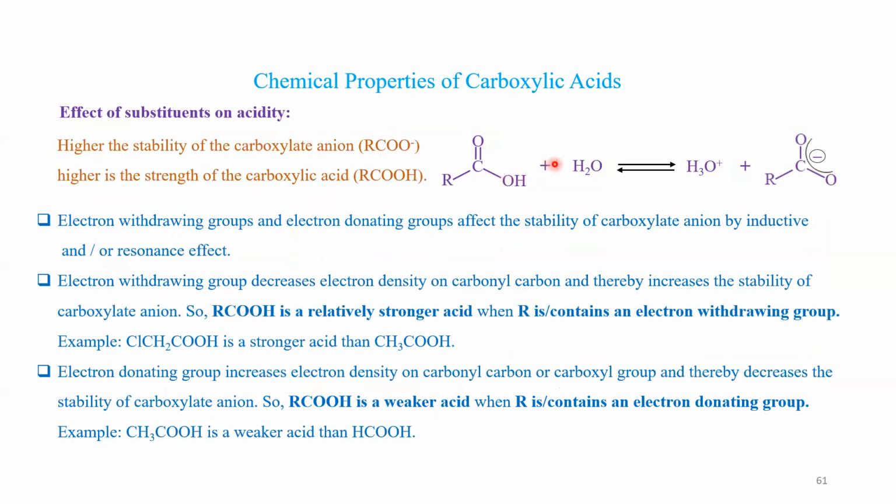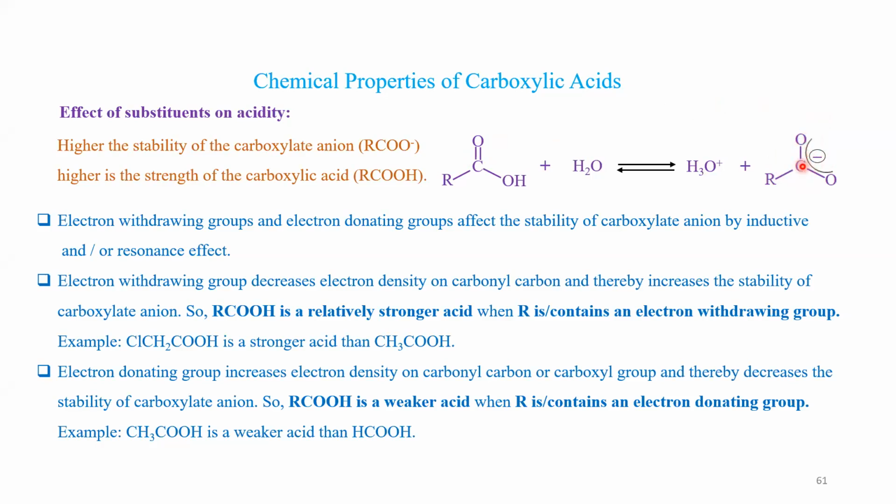Okay, so this is the equation. When carboxylic acid is dissolved in water, it will give H plus to water. We get hydronium ion, and carboxylic acid gets converted to carboxylate anion. So the more easily this carboxylate anion is formed, the stronger will be the acid. So obviously now, the more stable the carboxylate anion is, the more easily it will form.